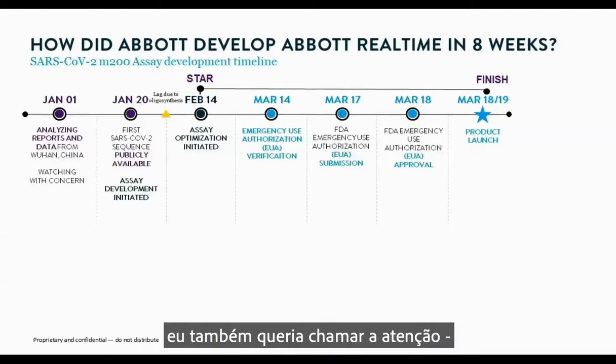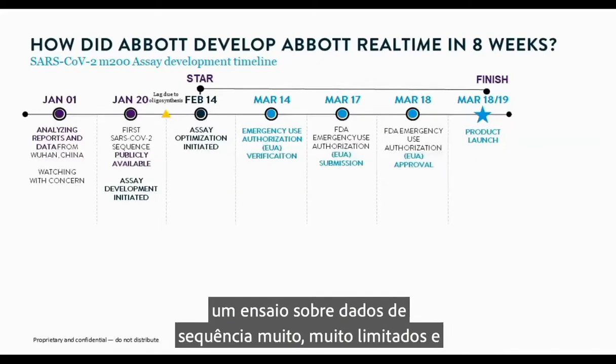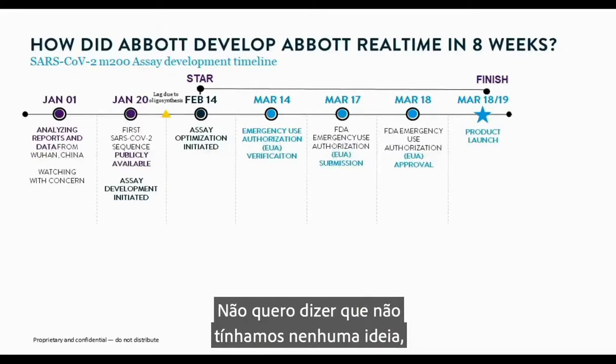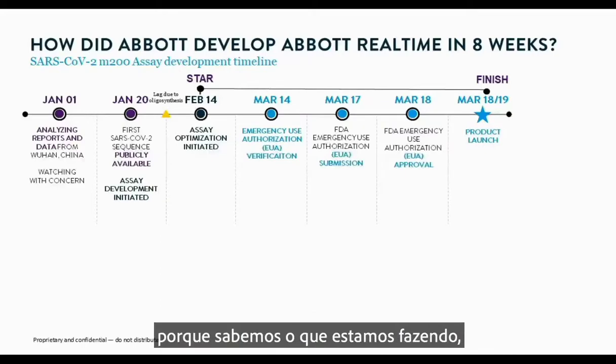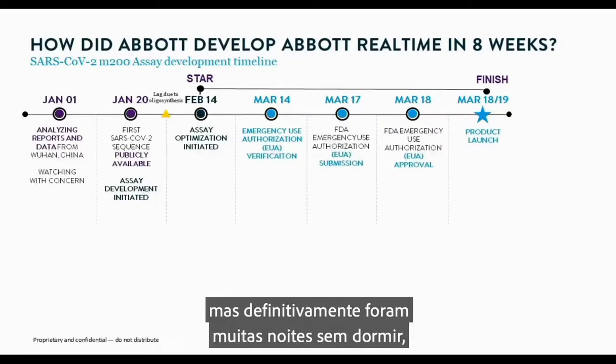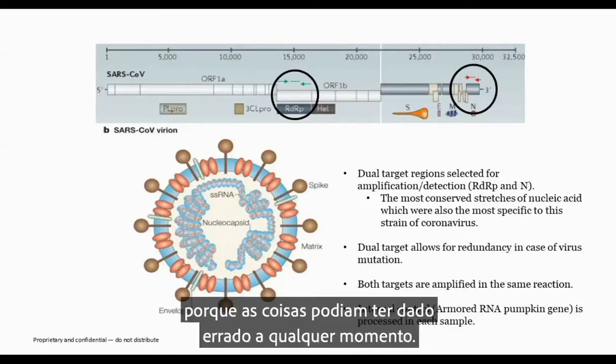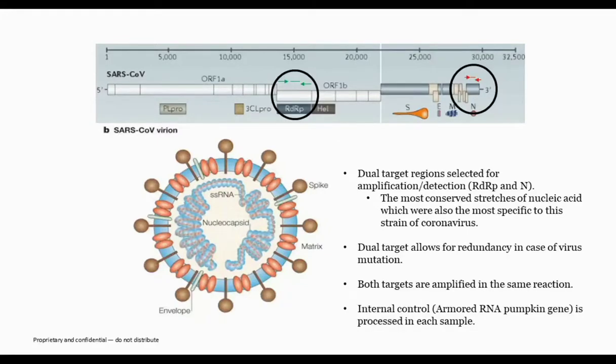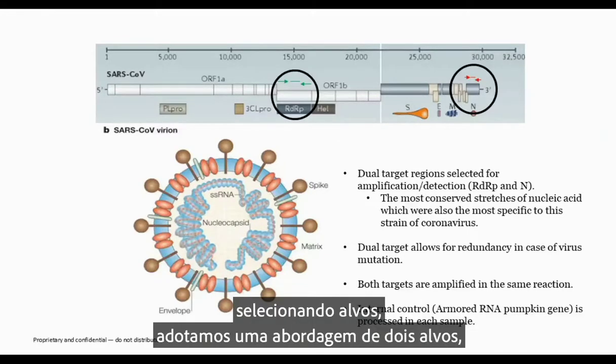Also, I wanted to draw note to the fact that we were developing an assay on really, really limited sequence data. We had one, two, maybe three sequences as the days progressed. So I don't want to say we were flying by the seat of our pants, because we know what we're doing, but it was definitely a lot of sleepless nights, because things could have gone sideways at any time. We tried our best to mitigate all of this risk by selecting targets.